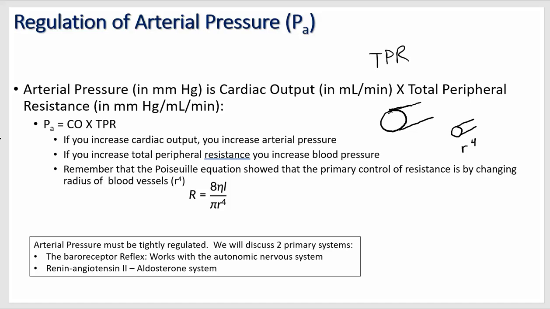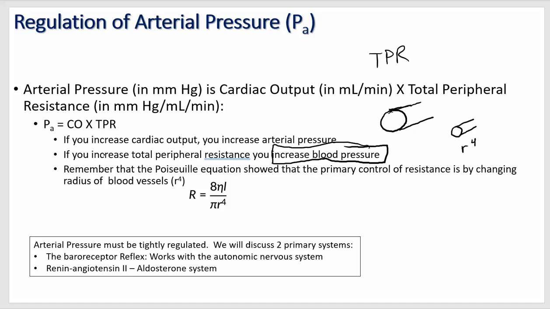And really, what we're talking about is pressure. So if you increase that total peripheral resistance, you increase blood pressure. And that brings all of those other equations that we looked at together. It pulls a lot of that in there.